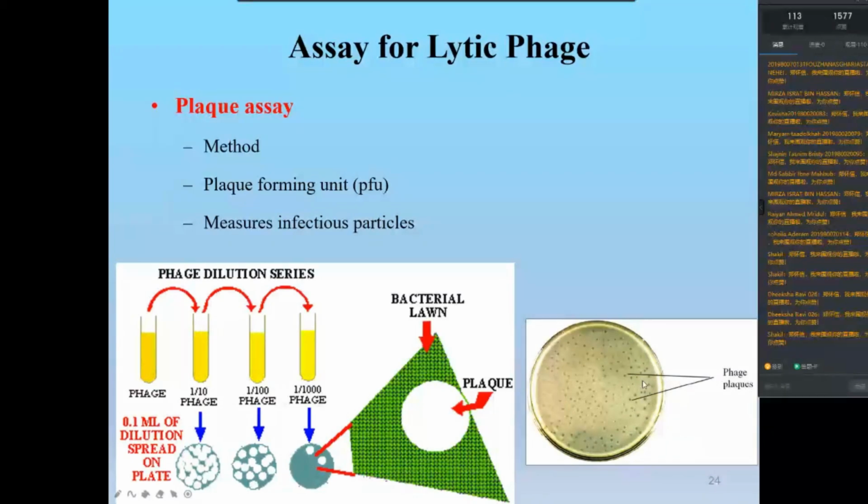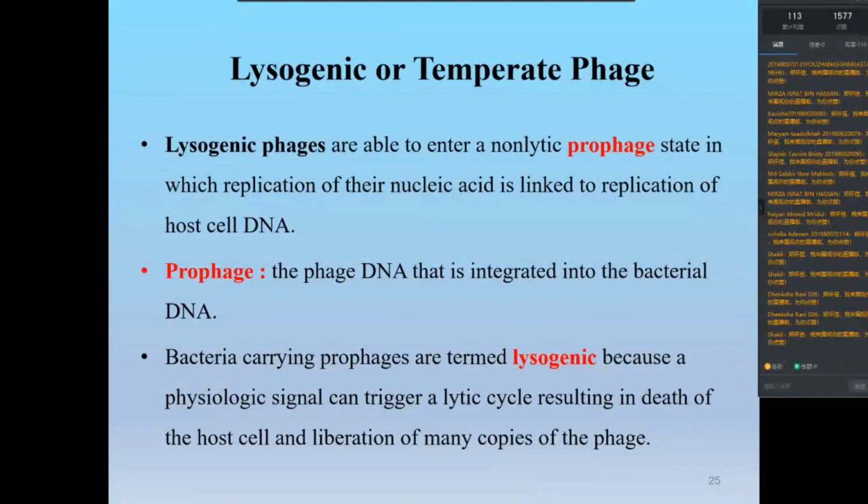And if you count the number of phage plaques, that indicates the number of phages. Through this plaque assay, we can determine the number of lytic phages, because each lytic phage will form one phage plaque on the petri dish. So this is the assay to quantify lytic phage.